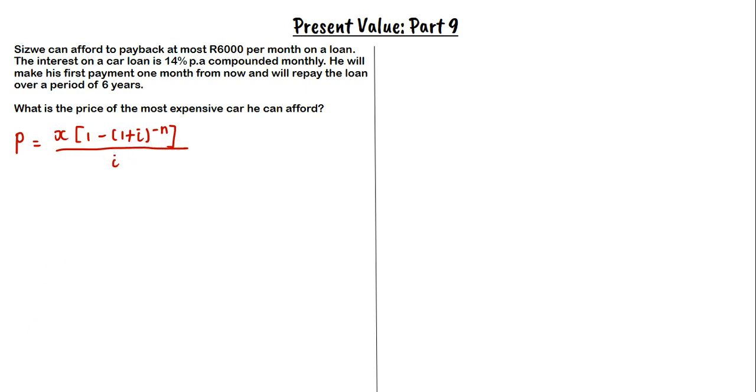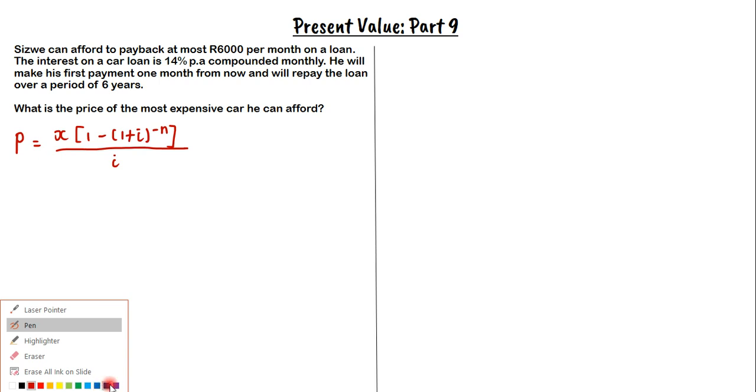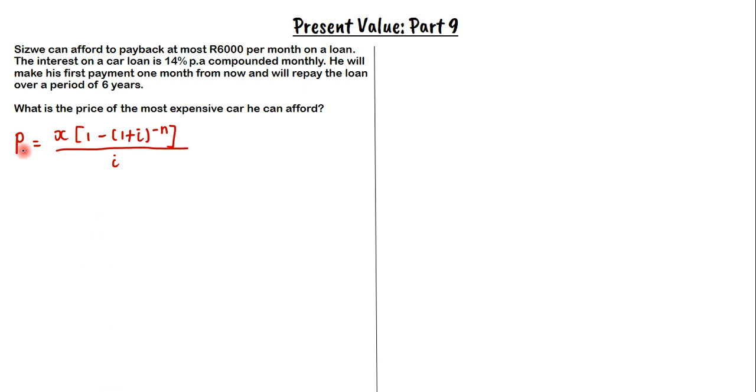Now, when it comes to this present value, it's important that you also understand the meaning of these values. P is the value that you're going to get now, so it is the value at present, because that's what the bank is going to give you exactly right now. X is the repayment, or the payment amount.